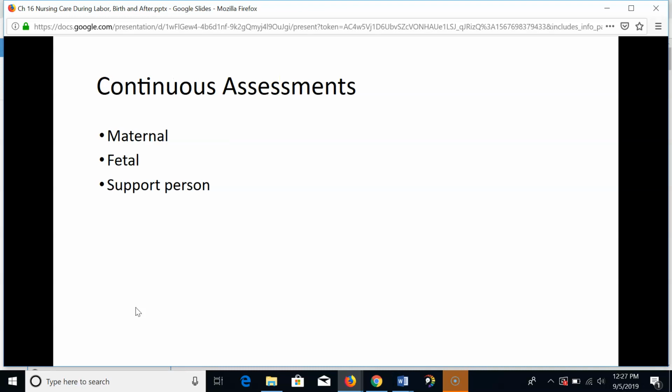Continuous assessments continue while the woman's in labor. How often these assessments need to occur varies on the stage of labor she's in, any complications, or if she's receiving medications to induce her labor. Maternal assessments include her vitals, contraction patterns, progress of labor, is she dilating, her intake and output, remember we need to empty her bladder to make sure there's room for the baby, and how is she responding to labor. This includes her pain assessment.